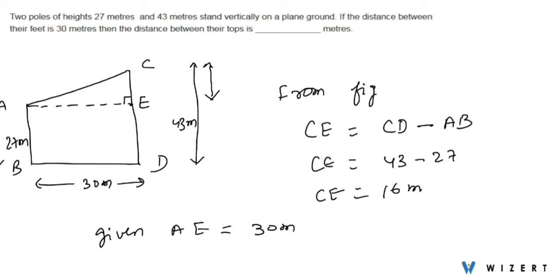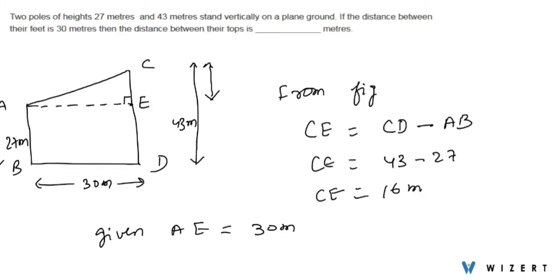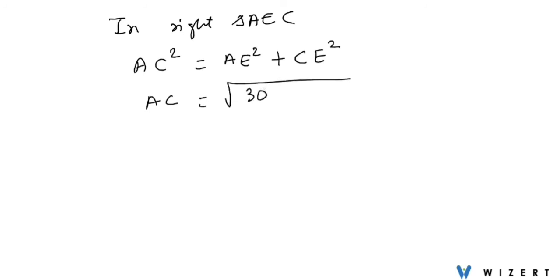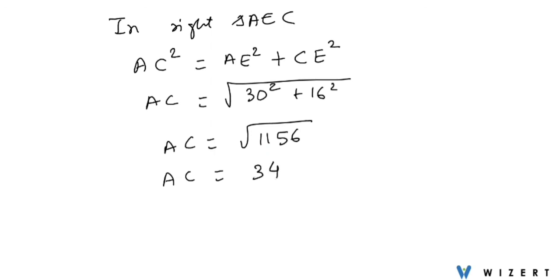Now in triangle AEC, we can see in right triangle AEC, hypotenuse square AC square is equal to AE square, the base square, plus the perpendicular square CE square. So AC is, let us substitute the value of AE and CE, that is 30 and 16 respectively. So if we simplify, it is 1156 and under root of 1156 is 34 and the unit is meter.